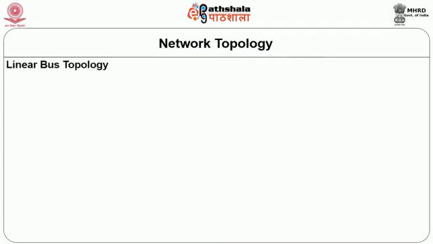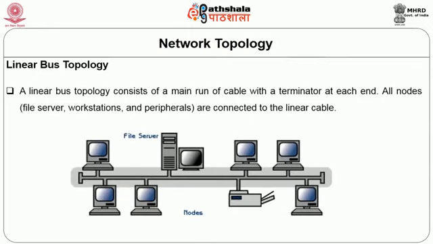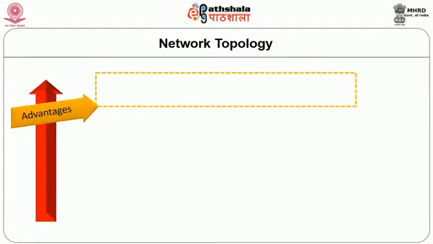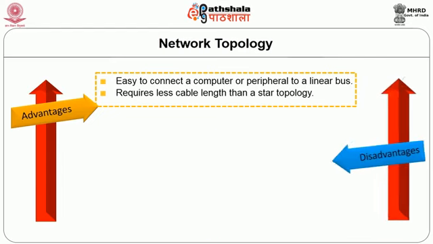Let us look into linear bus topology, or bus topology. A linear bus topology consists of a main run of cable with a terminator at each end. All nodes, that is file server, workstations, and peripherals, are connected to the linear cable. The advantages of linear bus topology are: it is easy to connect a computer or peripheral to a linear bus. It requires less cable length than a star topology.